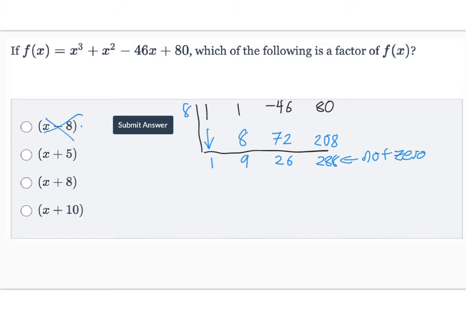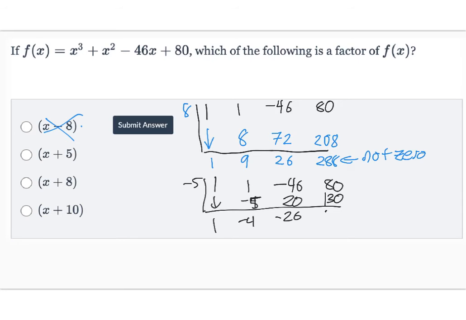All right, so let's set this up again. 1, 1, negative 46, and 80. Now I'm going to try negative 5. So we've got 1 coming down. That comes to minus 5. All right, negative 5 times negative 4 gives me positive 20. That's going to give me 26 on the negative side, and negative 26 times negative 5 is 130, which is 210, not 0. Cool.